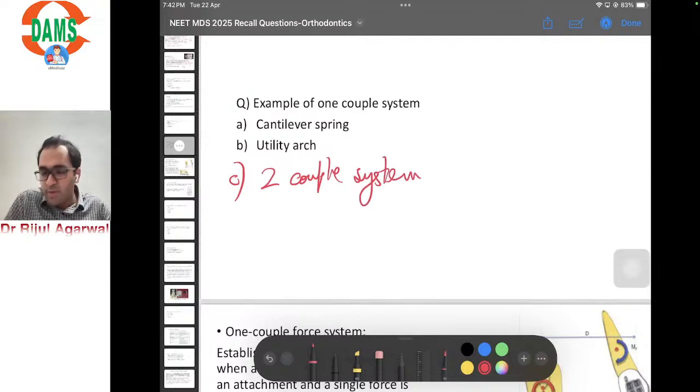Okay, it seems like the examiner ran out of options in this question. If they're directly asking you about an example of one couple system and giving you two couple system as an option, that directly eliminates this option. No sir, two couple system wasn't in the options. Okay, anyhow, if anyone remembers the other two options, I also doubt whether they will give you two couple system in the options and ask you about that. That leaves us with two options, that is cantilever spring and utility arch.